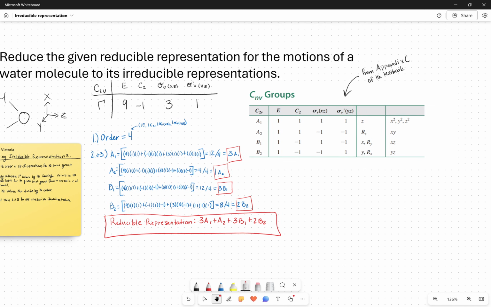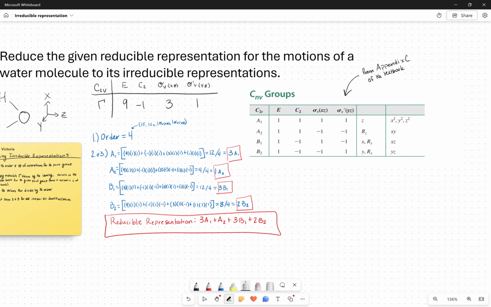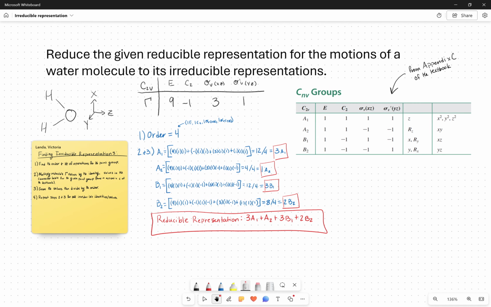Finally, from Appendix C in the textbook, we can find the character table for C and V, and specifically C2V groups, which is our point group for this water molecule.